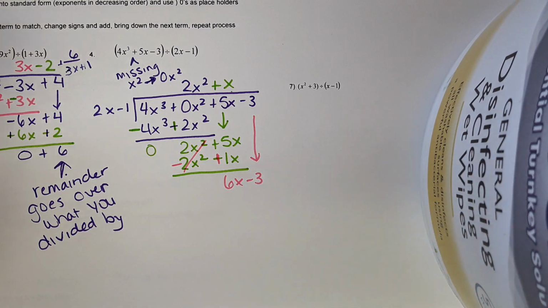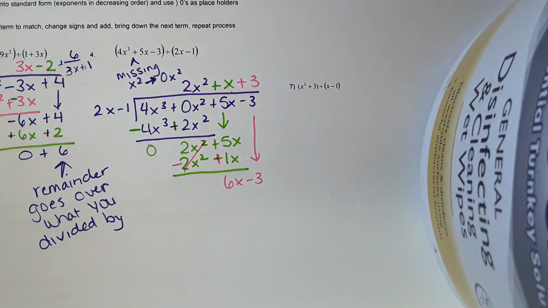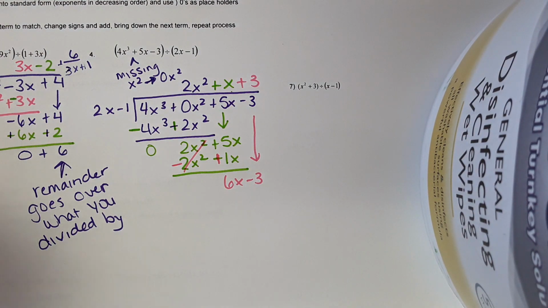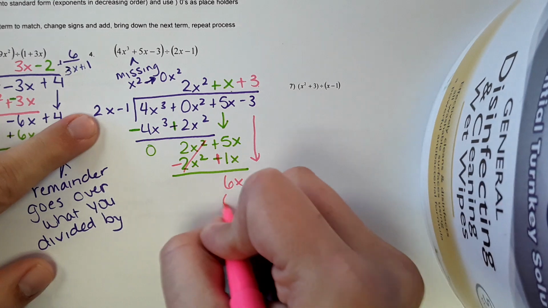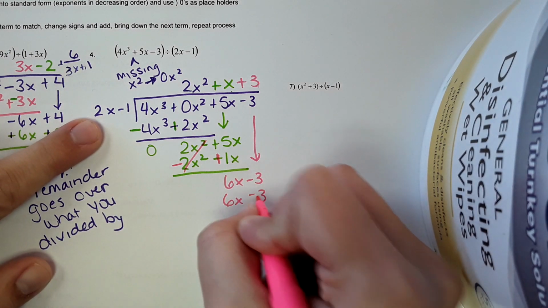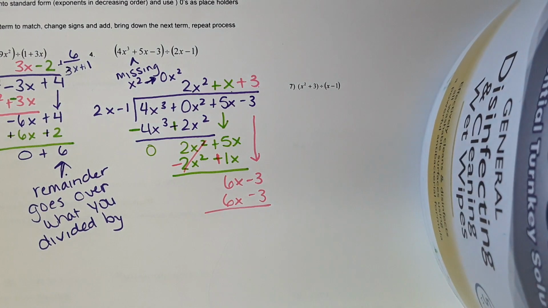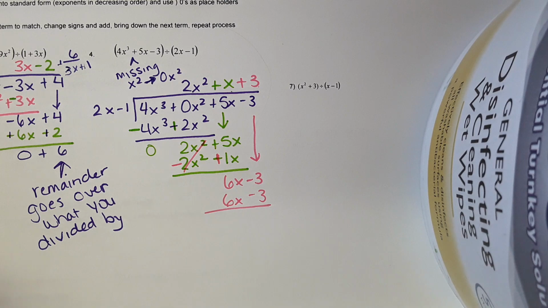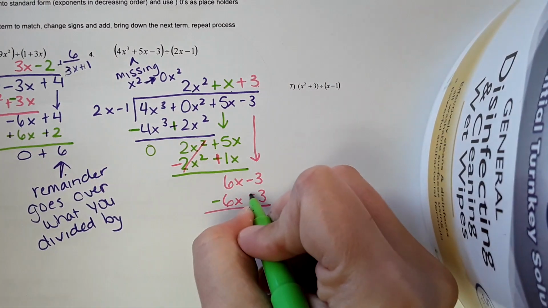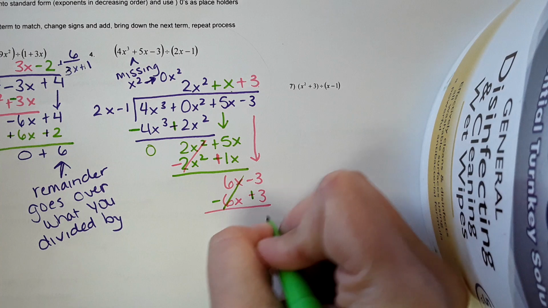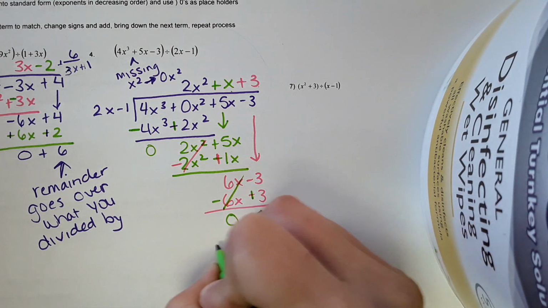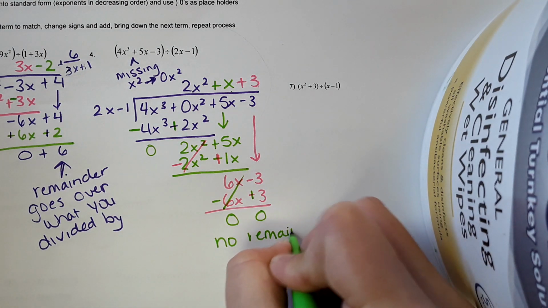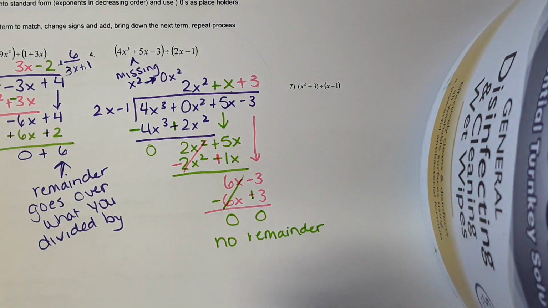And then what do we need to multiply 2x by? Yeah, so we're going to add a 3. And then multiply it by this, so we get 6x minus 3. Now again, we're subtracting, so that 6x cancels. This just cancels. This cancels too, so 0, 0. So no remainder. So this here is our answer on top.